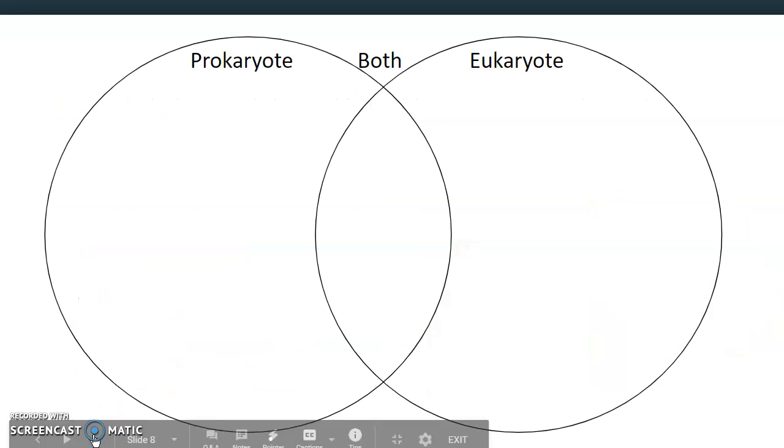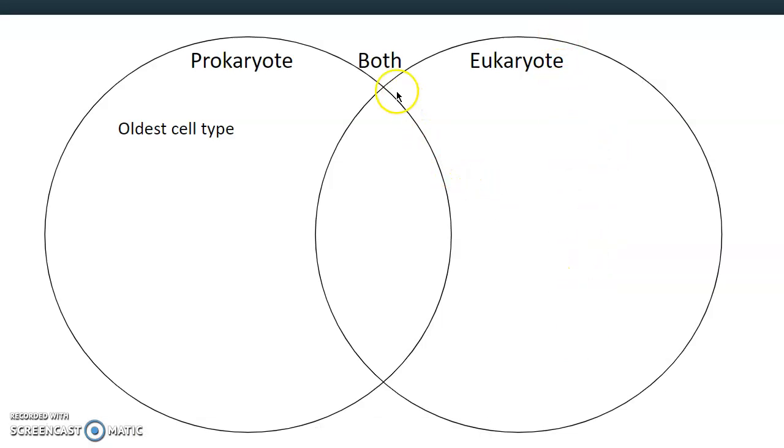This is the very important part that I want you to have copied in your notes, and we're going to practice this as well. When we look at our Venn diagram, the things that are just prokaryotic are going to be on this side, just eukaryotic are on this side, and both will be in the middle. Our prokaryotic, we said, was our oldest type of cell, our very first. It's small and simple, whereas our eukaryotic cell is large and complex.